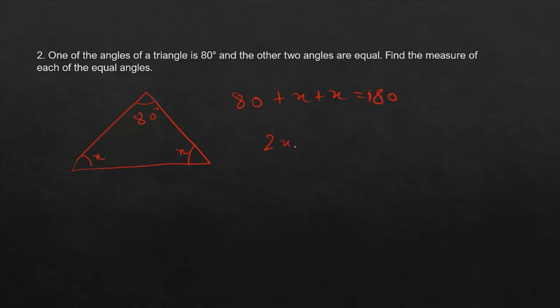Here 2x is equals to 180 minus 80, which is equals to 100. 2x is equals to 100, so x is equals to 50 degrees. That's the answer. Find the measure of each of the equal angles. So each angle is equals to 50 degrees. That's the answer. Next question.